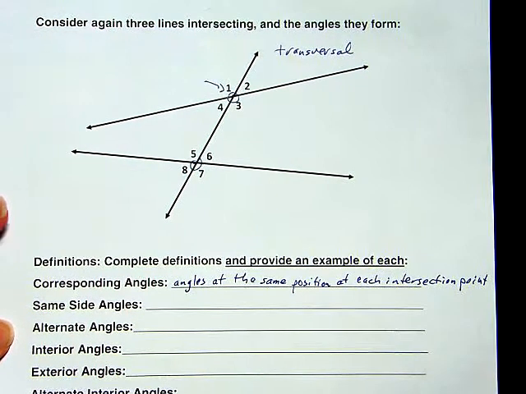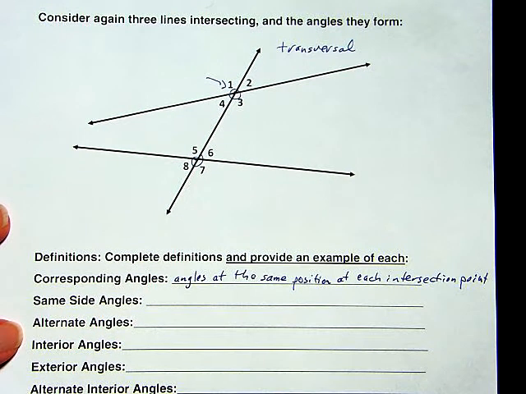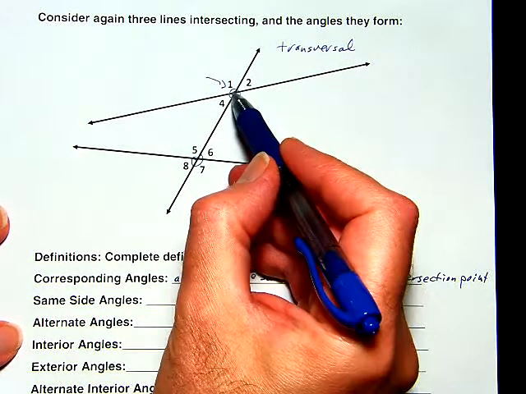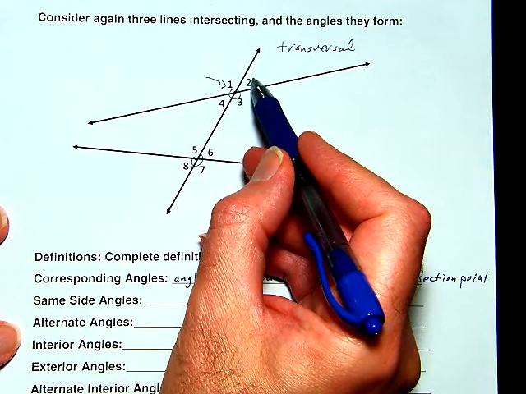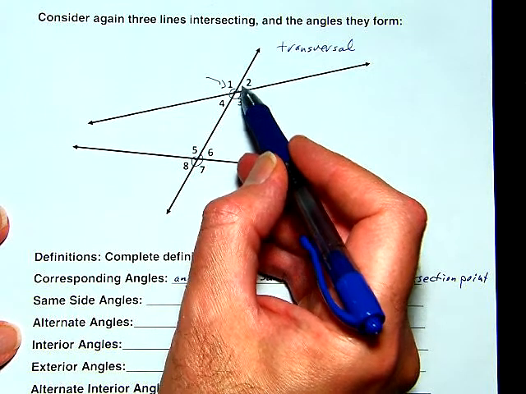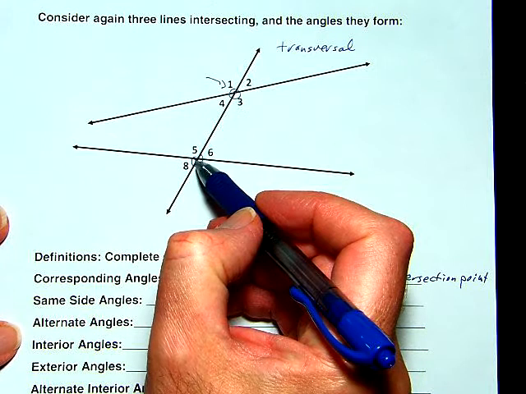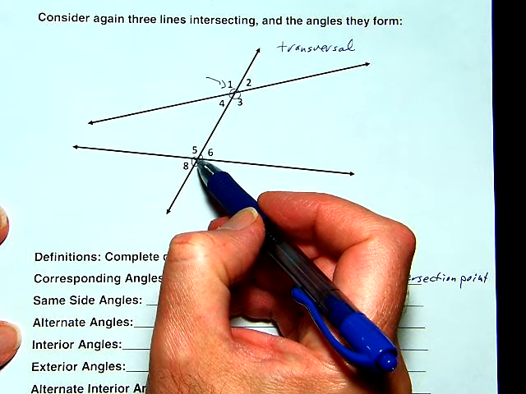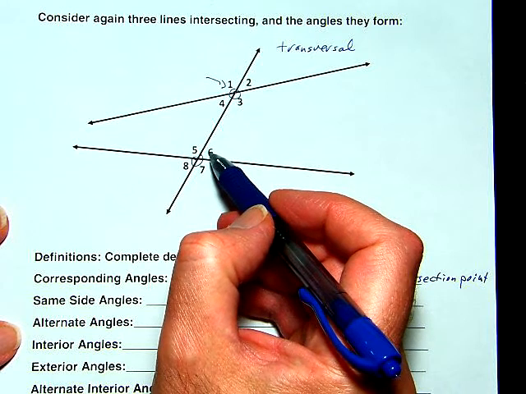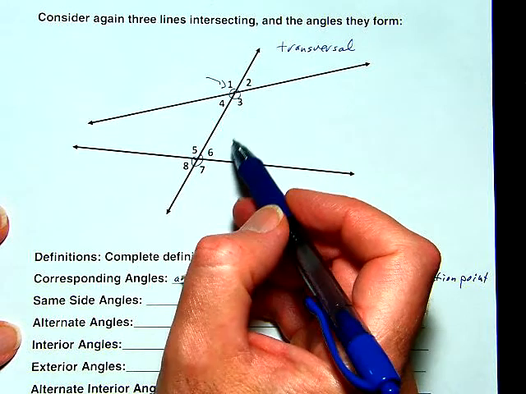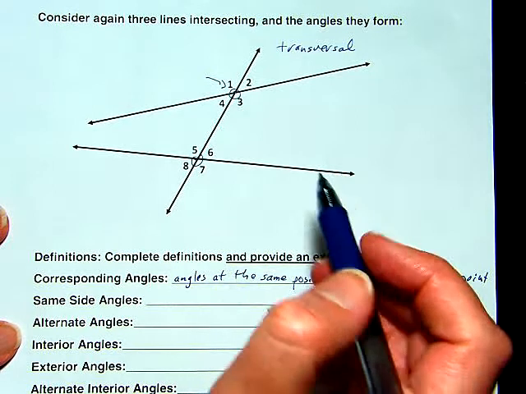So by position, and by the same position, we mean that if you're at the point, the angle that is in the upper right-hand corner, for example, which would be 2 here, is a corresponding angle. Then when we go down to this point, and we look at the point that's in the upper right position here, we see 6. So 2 and 6 are corresponding angles.